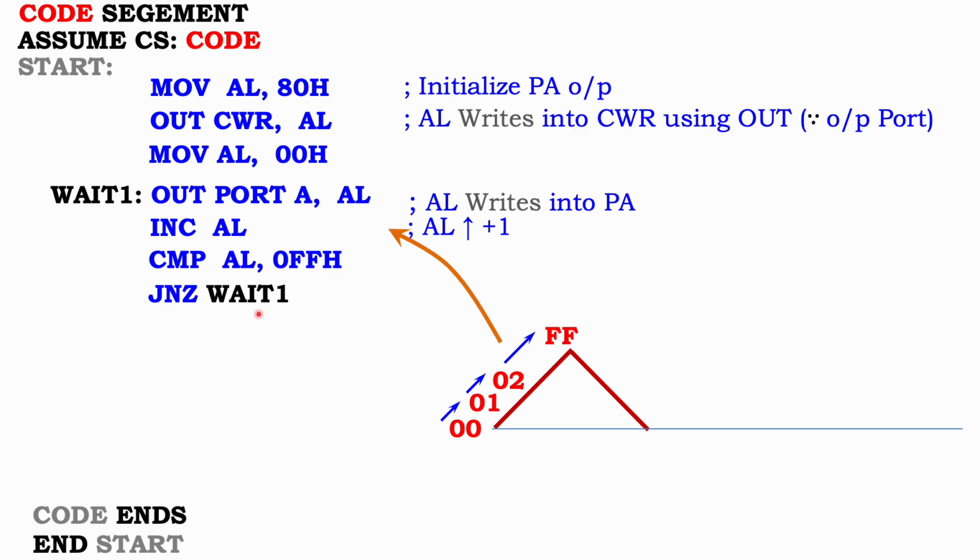This I labeled as Wait 1. You can label this as loop 1 or L1, like that, in your own words. So I represented here the first loop as Wait 1. Now in the Wait 1 loop, what happened? The rise portion is achieved. Now next, what is our next step?